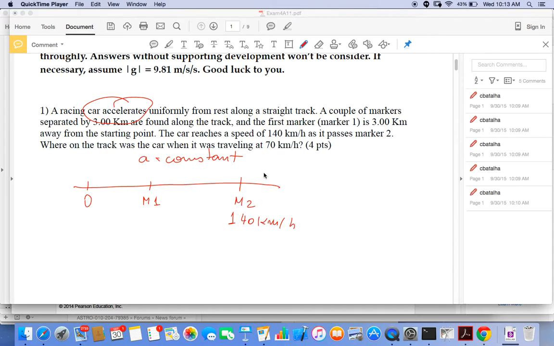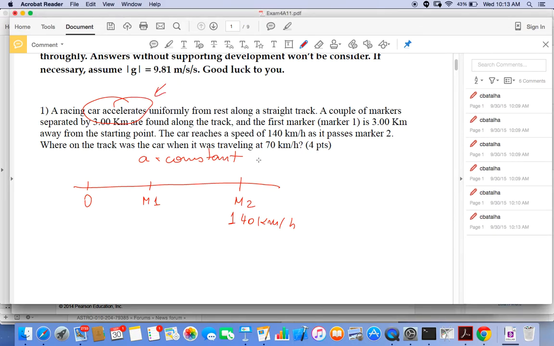So let me see if I can go through the solutions of the last exam. The first one, you have a car accelerating. Acceleration is constant. There are two markers. The speed is given, and the markers are separated by 3 kilometers, and there are also 3 kilometers from here. And we want to know where the car is at 70 kilometers per hour.